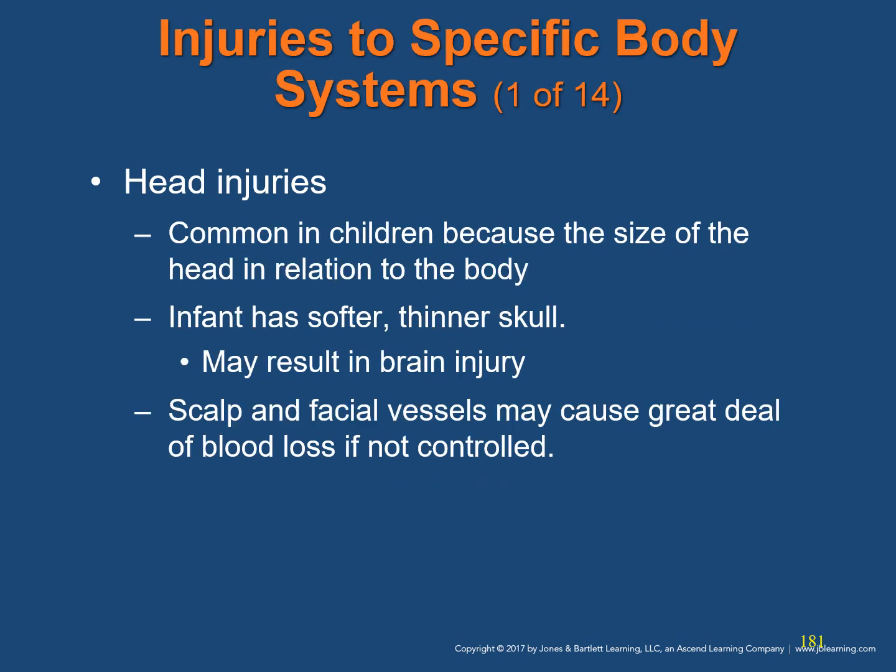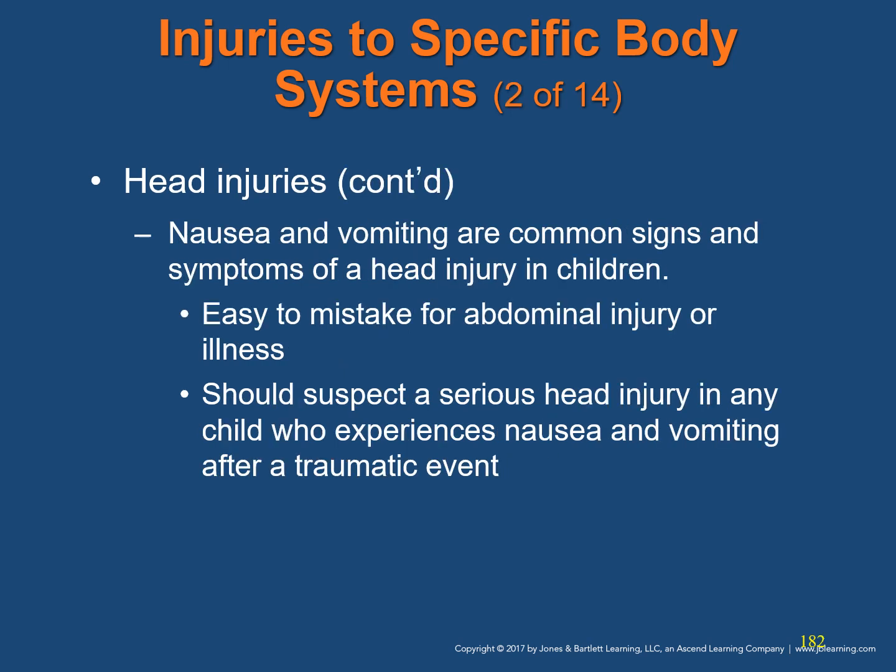Injuries to specific body systems. Head injuries. Head injuries are common in children because the size of the child's head in relation to the body is larger than that of an adult. An infant has a softer, thinner skull, which may result in injury to the brain tissue. The scalp and facial vessels can bleed very easily and may cause a great deal of blood loss if not controlled. Nausea and vomiting are common signs and symptoms of a head injury in children, easy to mistake for an abdominal injury or illness. You should suspect a serious head injury in any child who experiences nausea or vomiting after a traumatic event.